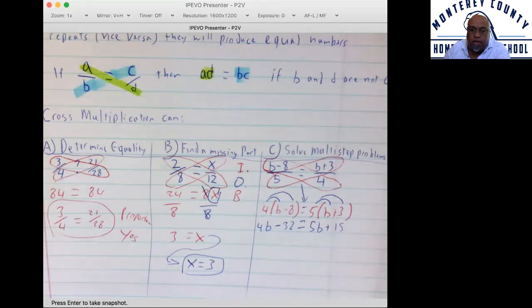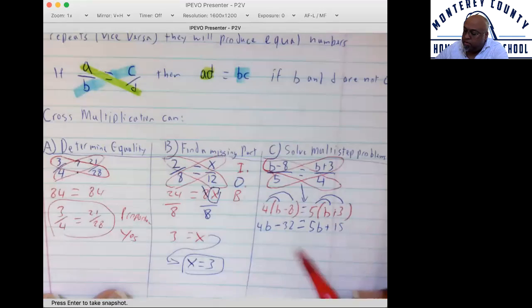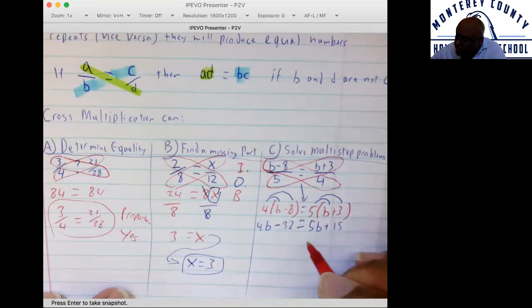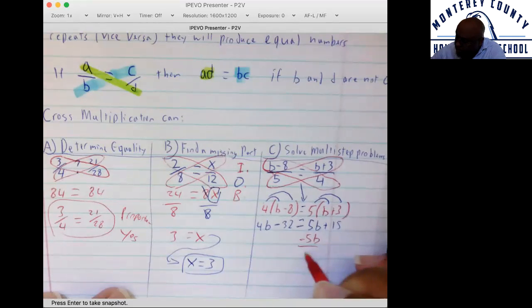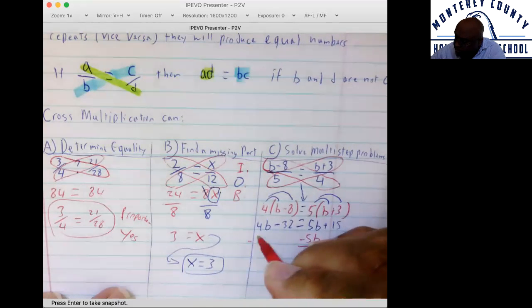All right, so now I have an algebra problem. It's a little bit complicated. First I had to distribute here. Now I have variables on both sides. Do you remember how to get the variables all on the same side? Yes. Subtract the entire term or add the entire term to both sides. Now I like my variables on the left and my constants on the right. So I'm going to do it this way. I'm going to subtract 5b to both sides of my problem.